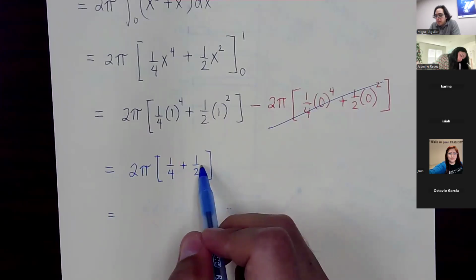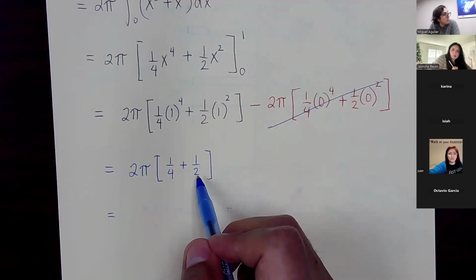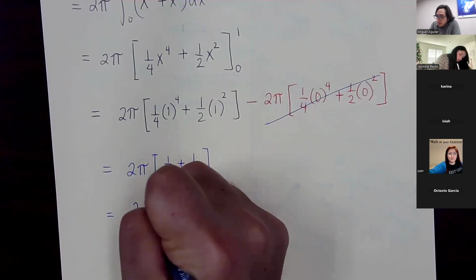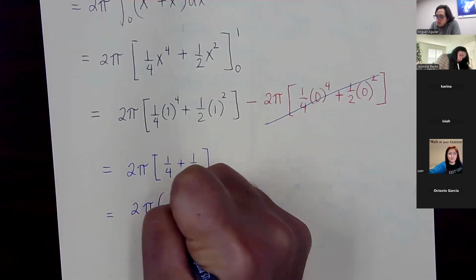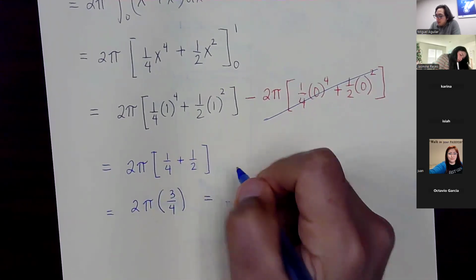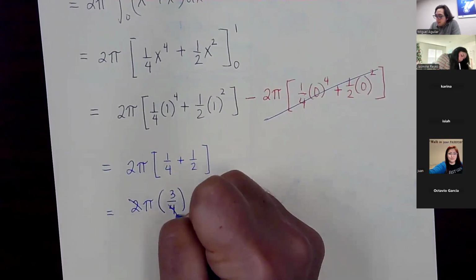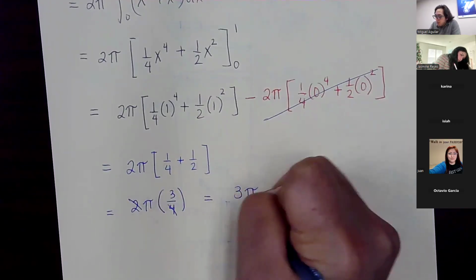So if you have a fourth cup and a half cup, you should have 3/4 cup, right? So that's 2 pi times 3/4. And then that simplifies to 3 pi over 2.